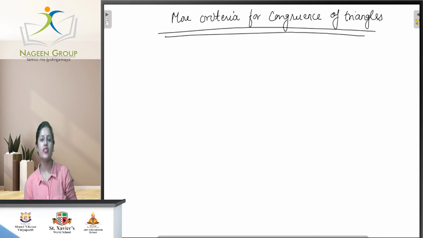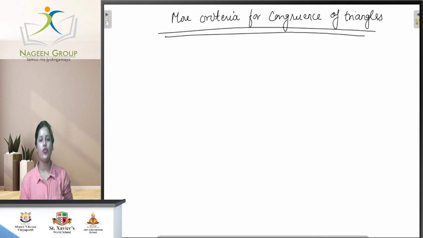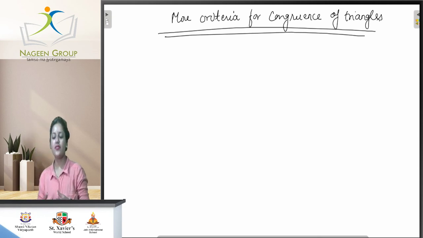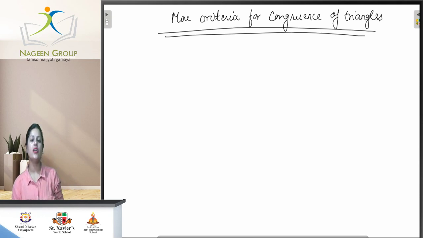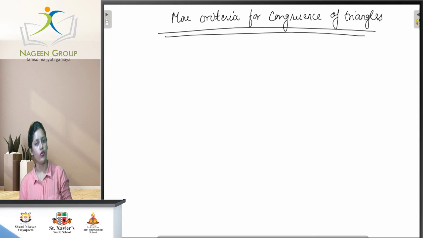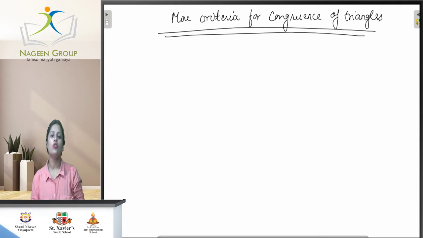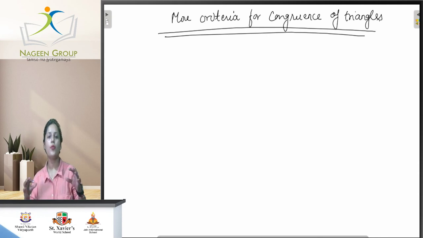So let's get started with our class fifth, that is some more criteria for the congruence of a triangle. As we have learned in our previous classes, that is the congruence of a triangle. In our next class we have learned the criteria that mention how a triangle is congruent. And one class also tells us the properties of triangles, in which we have learned all the properties that are related to a triangle.